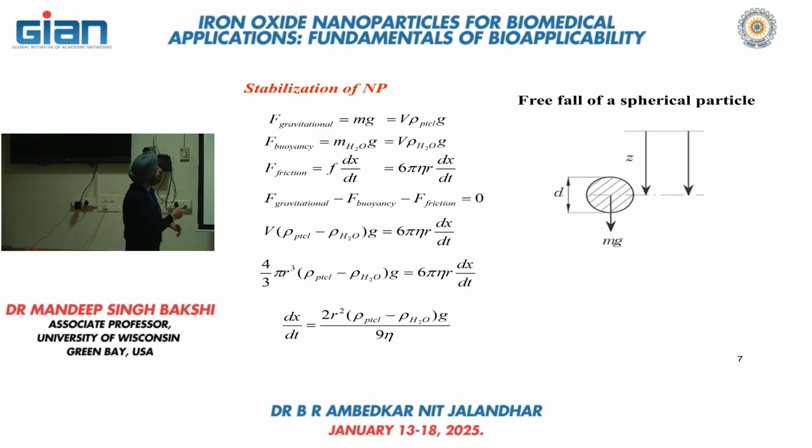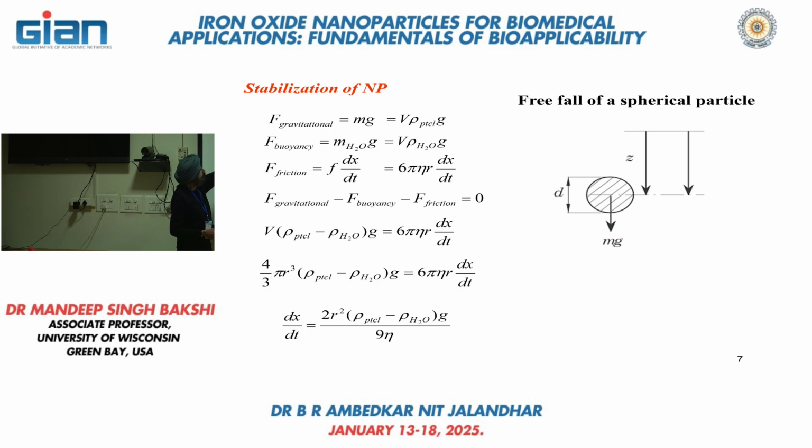And the frictional force, you see that it is the viscous drag. That is the frictional coefficient. So it's 6 pi eta r dx over dt, where eta is the viscosity, r is the radius of the particle. Now, if you take all the three components and set them equal to 0, if you have to keep the particle suspended, right? Now you see that this is negative and this is negative.